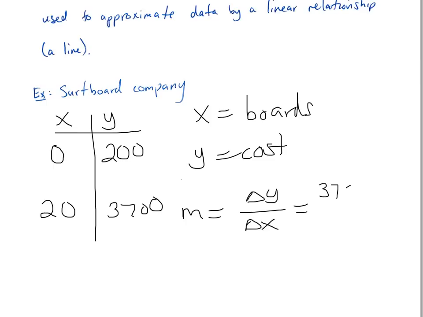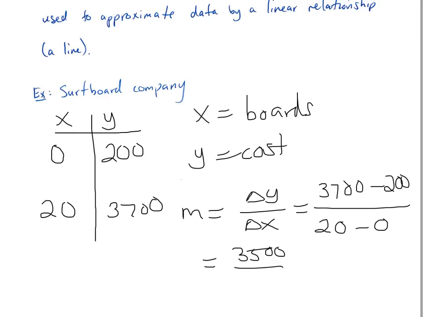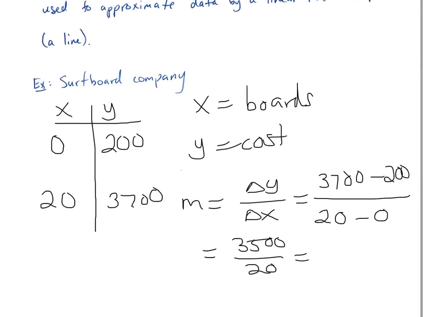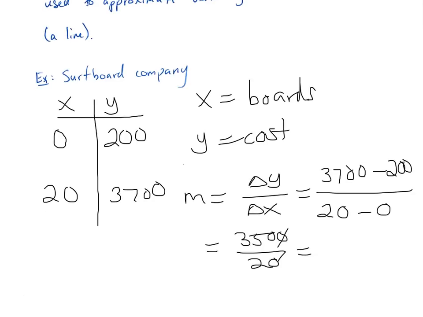So 3,700 minus 200, divided by, and then if we started with 3,700, we want to start with the same corresponding value for x, so 20 minus 0. And so if we reduce that, that's 3,500 over 20. Canceling out the zeros, we get 350 divided by 2, which is 175. Now that's what the mathematical definition of the slope is.